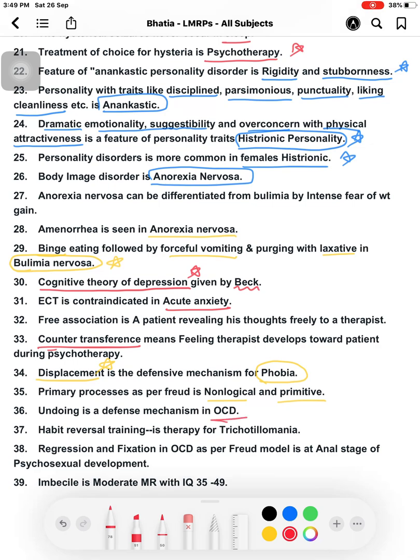Undoing is a defense mechanism in OCD. Habit reversal training is a therapy for trichotillomania. Regression and fixation in OCD as per Freud model is at the anal stage of psychosexual development.